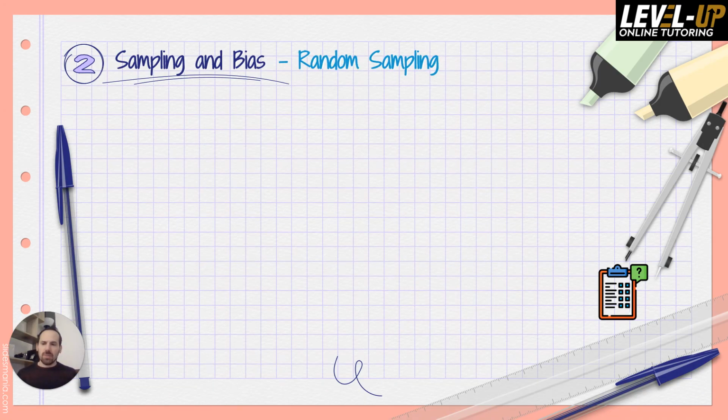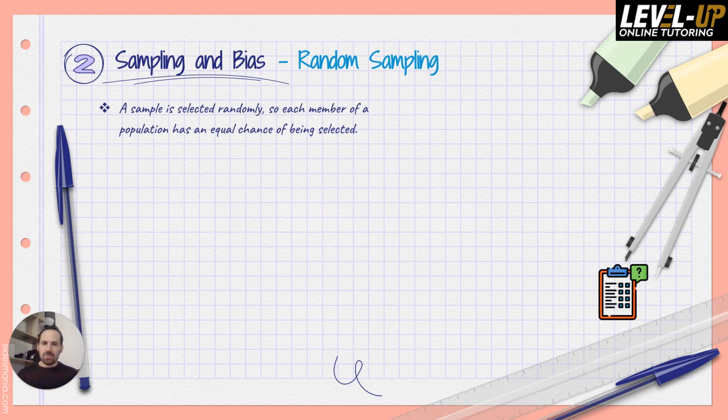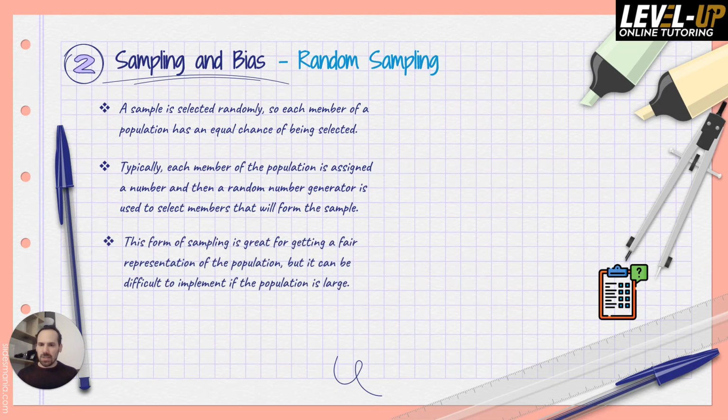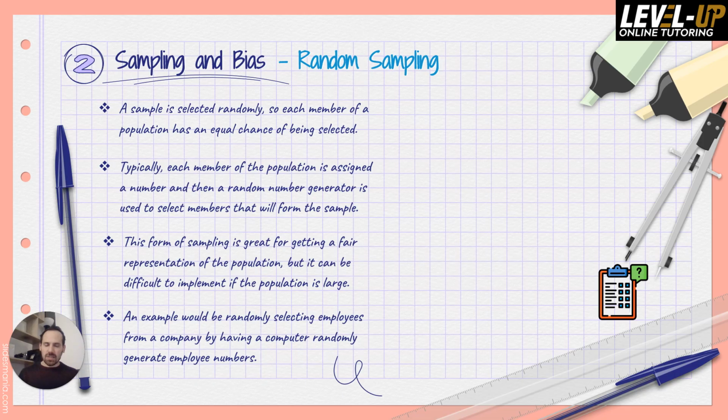So we look at different types of sampling. How do we collect a sample then? Random sampling is the most common and simplest way. Well, not simple in execution, but simple in the idea in that you have a population, maybe you assign each member in the population some number, and then you can have some computer randomly generate some numbers, and then you pick those numbers. It's great for getting a fair representation of a population because everyone is equally likely to be picked, but it could be hard to implement if it's large. An example of this would be selecting, say, employees from a company by randomly generating employee numbers.